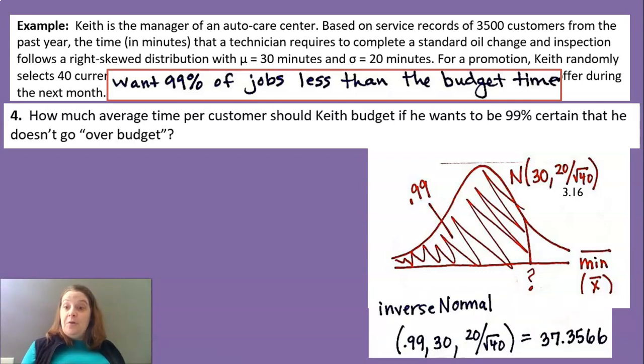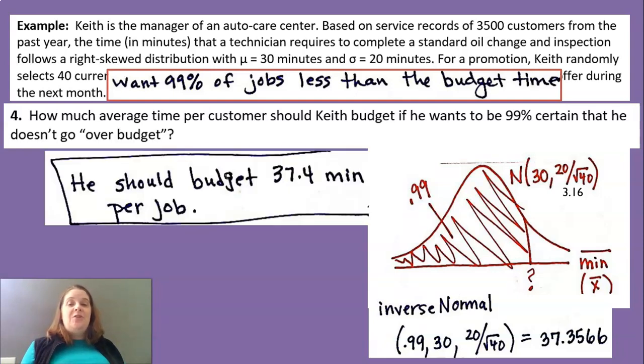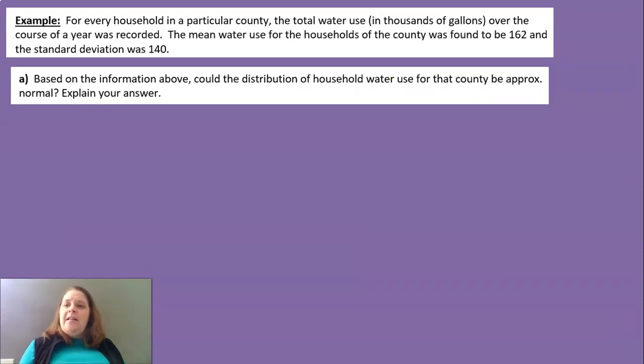Okay, so remember, if you want to work backwards, we're going to use inverse normal. I know I want 99% to the left. The mean is 30, standard deviation is 3.16. That gives me about 37.35. So he should budget about 37.5 minutes, basically, for this. The last problem said he budgets 35 minutes per customer. That is not going to be enough to keep 99% of the averages under time. So he probably needs to boost that up a little bit more on his schedule. Okay. All right. Last question.